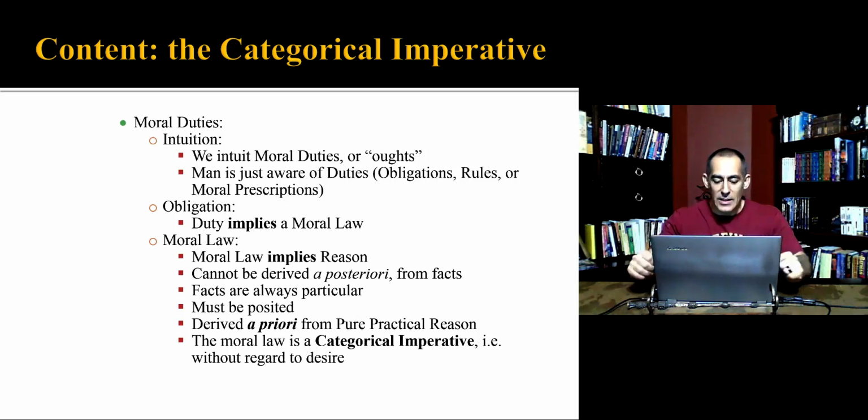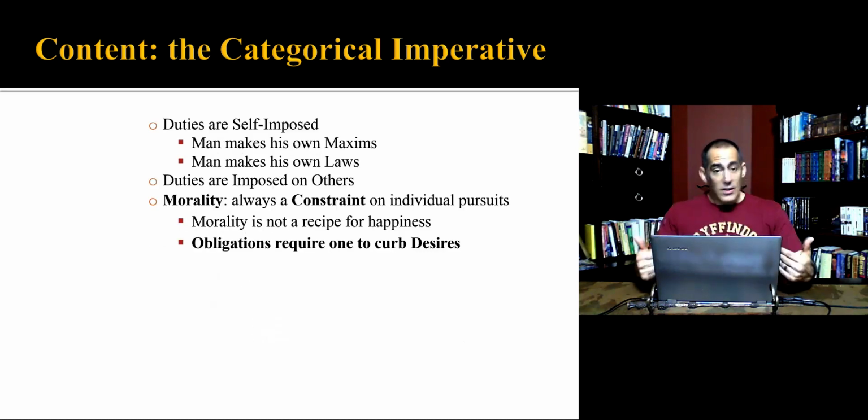So what we have to do is actually posit these laws, and these laws are then derived a priori, meaning prior to experience, and they're derived from the pure practical reason, which we'll discuss later. And any of these laws we can call categorical imperatives, which is just an imperative without regard to desires, without regard to ends, without regard to consequences.